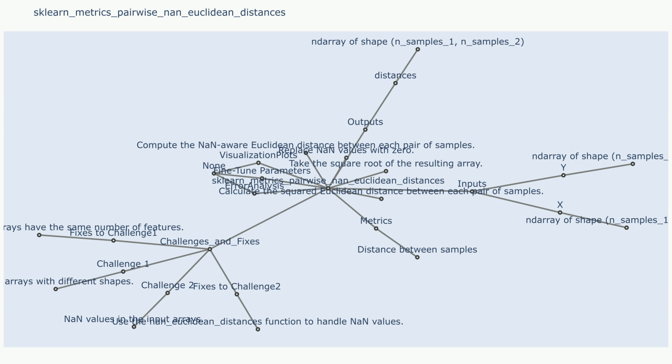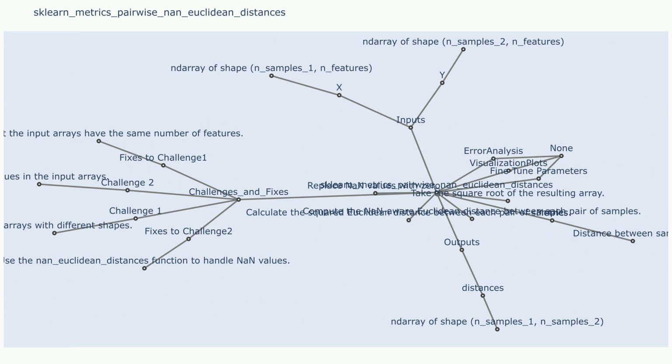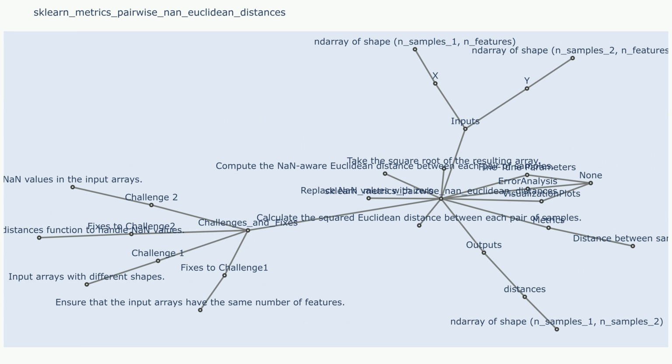Metrics. Euclidean distance. This metric measures the straight line distance between 2 points in Euclidean space. It is commonly used for measuring similarity or dissimilarity between vectors. Visualization plots. Heat map. A heat map can visualize the distance matrix, representing the distances between vectors with different colors.